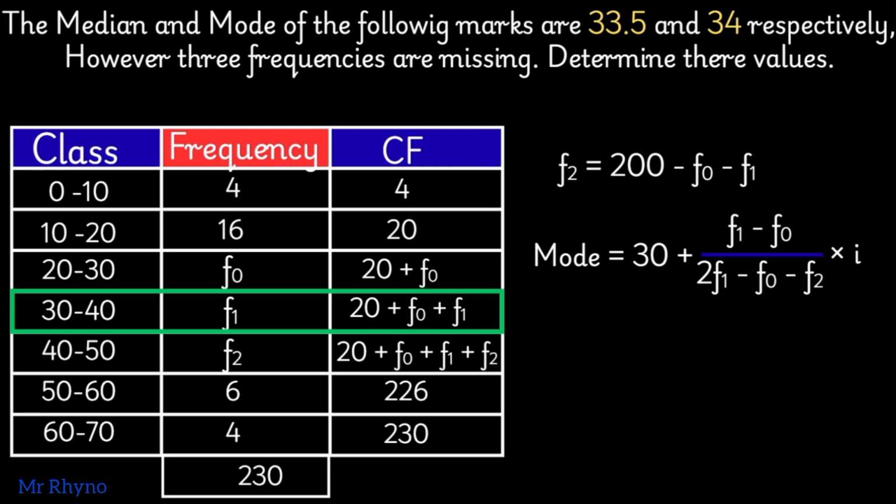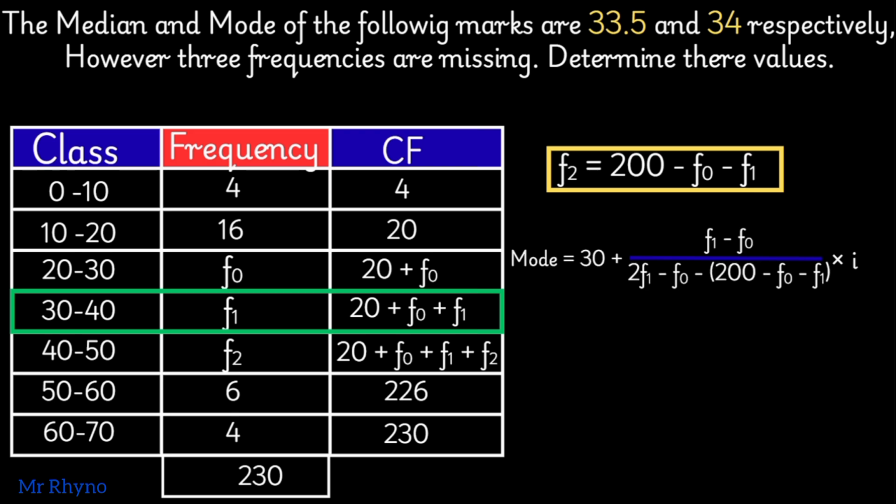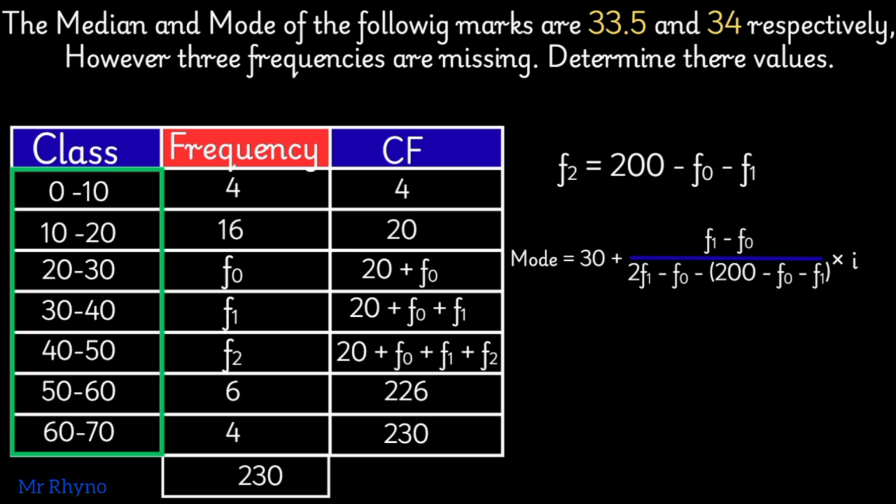L shall be this lower class limit, which is 30. Another thing that we have, its value is f2, and it is 200 minus f0 minus f1. So I replace. Lastly, I is the class width, which is 40 minus 30, and that gives us 10. And it's basically the same value for the whole of this column. So you have it as 10.